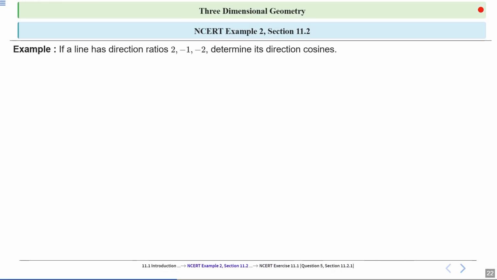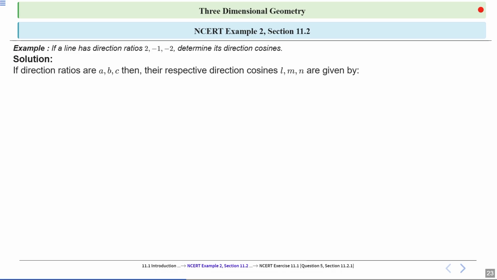Now let's look at another example, example number 2. In this example, the question asks us to determine its direction cosines. And here we are given a line which has direction ratios 2, -1 and -2. So first of all, try it yourself and then see the solution. Let's solve this example step by step.